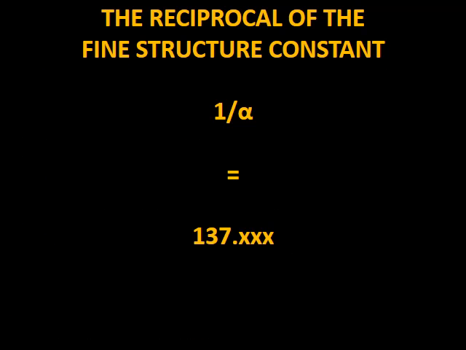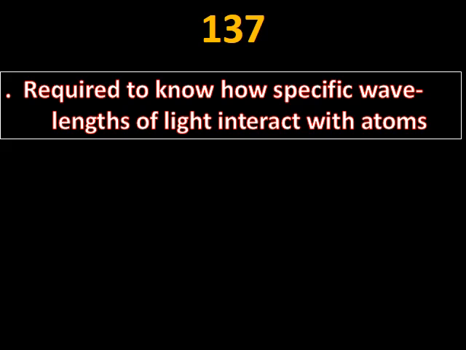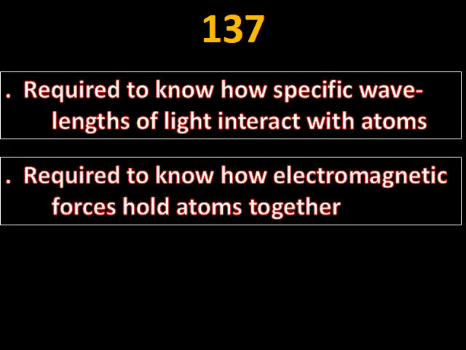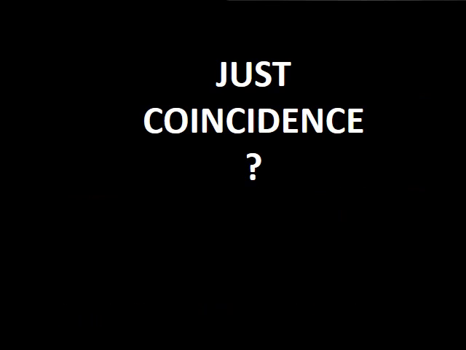And if we take the reciprocal of alpha, that's alpha divided into 1, we get the number 137, which is a prime number. 137 is required to know how specific wavelengths of light interact with atoms. It's required to know how electromagnetic forces hold atoms together. And 137 is one of the core factors determining the size of atoms and hence the structure of the universe. Is this just a coincidence?